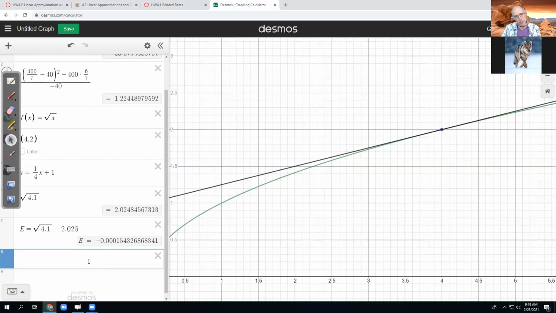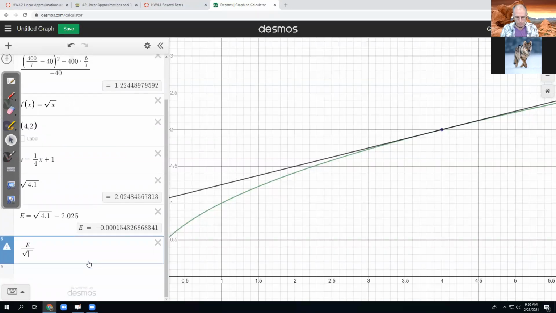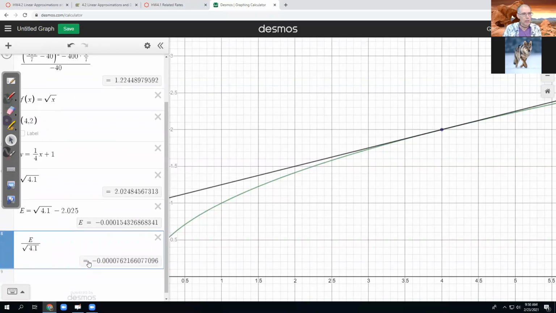I can also look at the percent change. What's the percentage I was off? So that would be just to take the actual amount off and divide by the answer, which was the square root of 4.1. And it's giving me the answer as a negative, but you can see my percent error is wicked small. My actual error is also wicked small. Now, as long as I stay close, I'm okay. The farther out I get, right, the actual error and the percent error both grow together. And so that's what this section is looking at, is using these linear approximations to these complicated calculations.